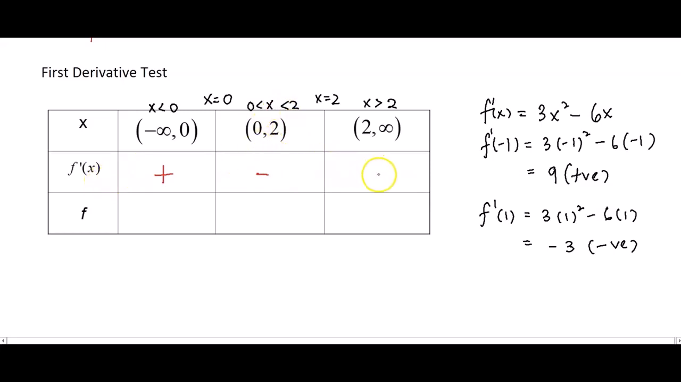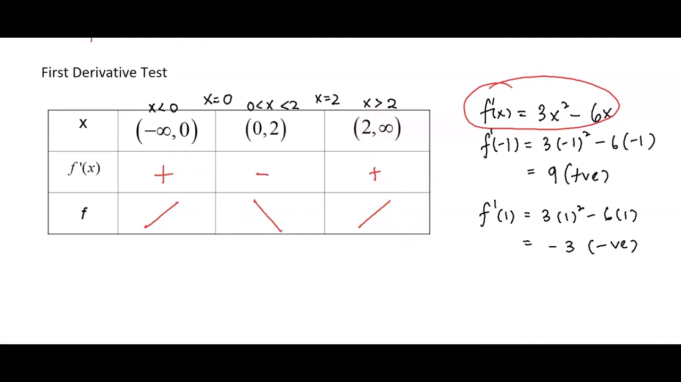For the following box, you need to substitute a value greater than 2. You can take 2.5 or 3 into f prime x and then calculate. This time we got positive. When f prime x is positive, it means y is increasing. When f prime x is negative, it means y is decreasing. After 2, y is increasing.